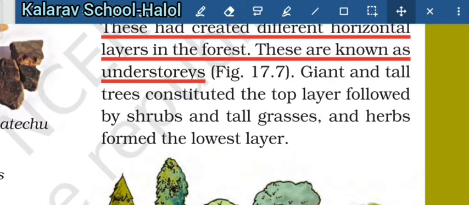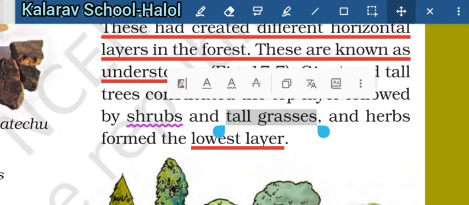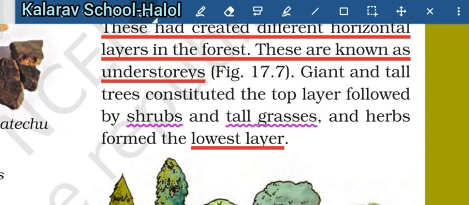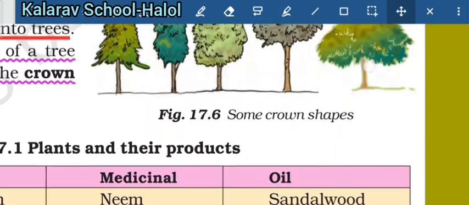The giant and tall trees constitute the top layer, followed by the shrubs, and the tall grasses and herbs form the lowest layer. So which form the lowest layer? Tall grasses and herbs form the lower layer. So mainly herbs form the lower layers, and the top layer is followed by the shrubs and tall grasses.